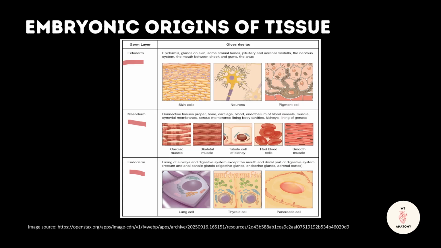These layers form early in embryonic development and give rise to all the tissues in the body through a process called differentiation. For example, nervous tissue comes from ectoderm, muscle from mesoderm, and many internal linings from endoderm. This is why embryology is so important. It explains the foundation of tissue organization. Having a basic understanding of the germ cell types allows us to better understand the nature of the tissue structure and its function in the body.